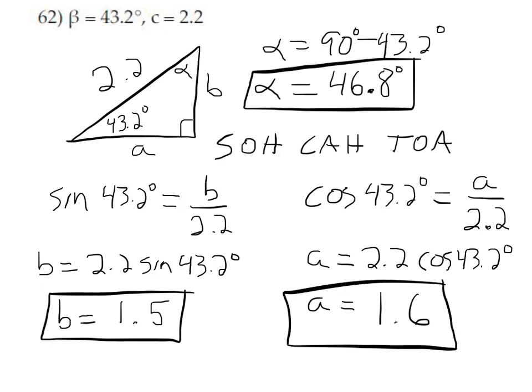As far as do these values seem about right, if the hypotenuse is 2.2, that's the longest side, so B and A should be less than that, and it is. The angles 43.2 and 46.8 are very close to the same, meaning their opposite sides, 1.5, 1.6, will be very close to the same as well. The larger angle is alpha, and so its side will be a little bit larger, which it is. So everything feels great about this problem. Great.